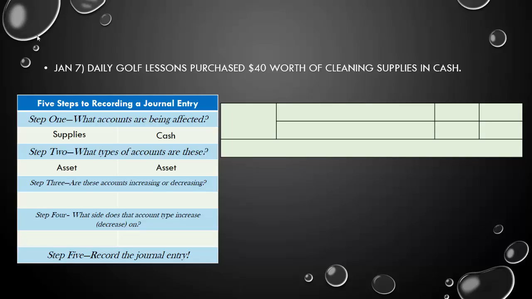The amount of supplies our business owns after we purchase more of them has to be going up, and since we're paying for these supplies, our cash has to be going down. Assets increase on the debit side, decrease on the credit side, which means our journal entry on January 7th is a debit to supplies for the $40 worth of supplies we are buying, and a credit to cash for that same amount.